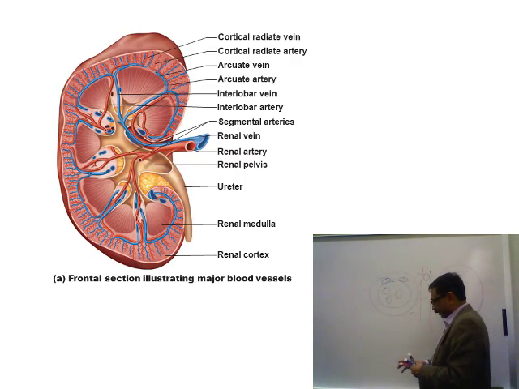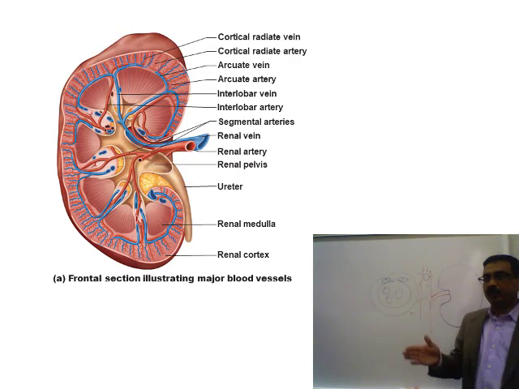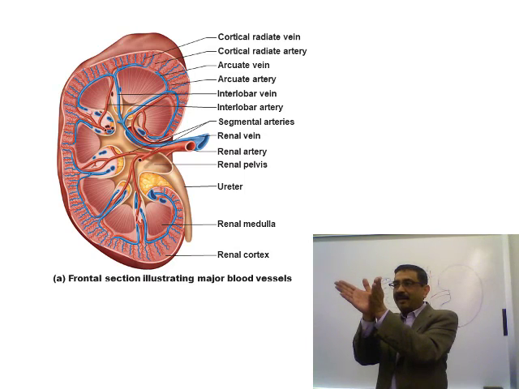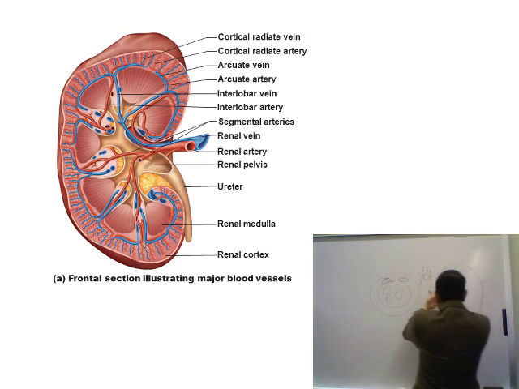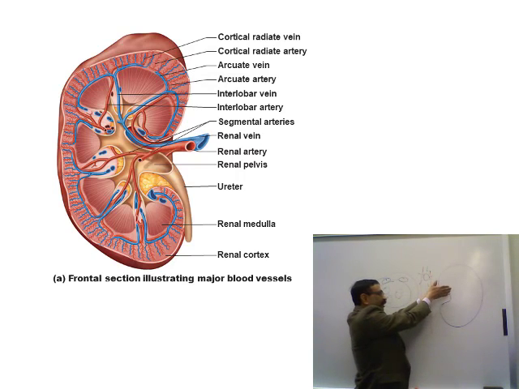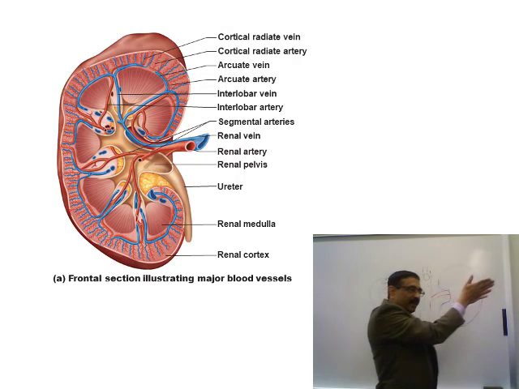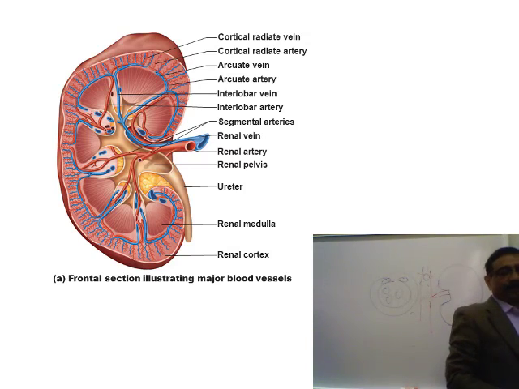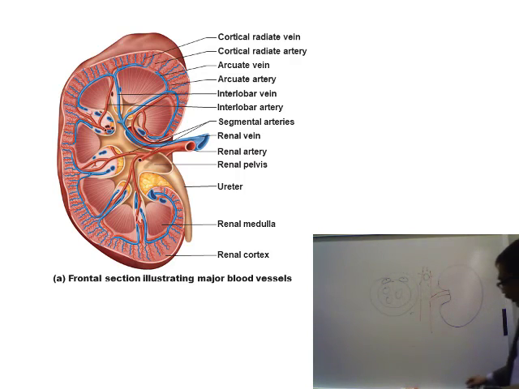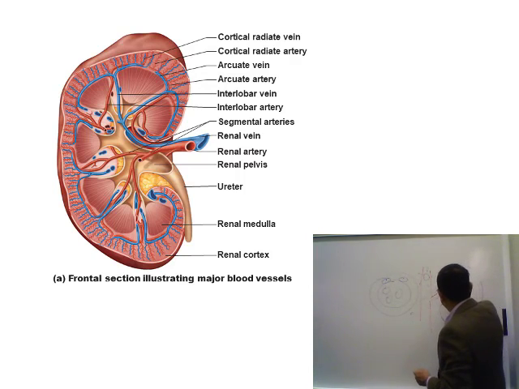The renal artery divides into 2 segmental arteries like this. So renal artery enters and immediately divides, not superior inferior, anterior posterior, like this. So division is like this. So anterior and posterior segmental arteries. Then 2 segmental arteries, and these are the pyramids.